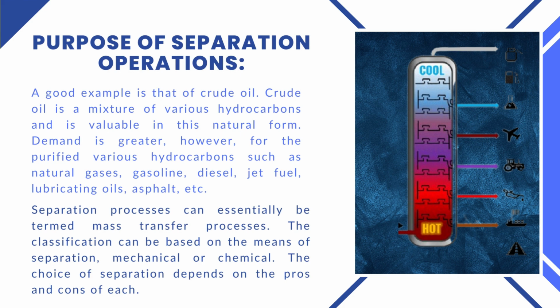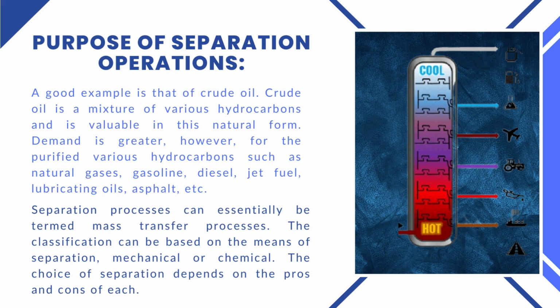We get various substances in the form of hydrocarbons in different cuts, such as natural gases, gasoline, diesel, jet fuel, lubricating oil, asphalt, and many more. This separation is based solely on the temperature difference. Every component has its separate boiling range and thus can be separated.